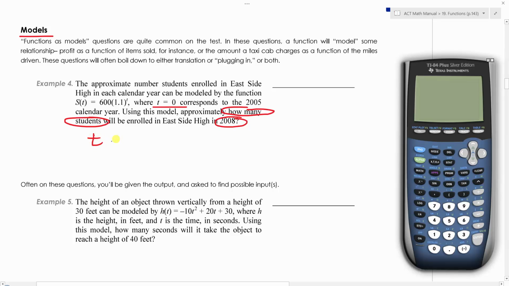So basically what that means is, let's do this just so you can see this visually. t equals 0, the year is 2005. t equals 1, the year is 2006. t equals 2, it's 2007, and t equals 3, it's 2008. So because they're asking for 2008, we're going to be using this value of t as our input in this function.